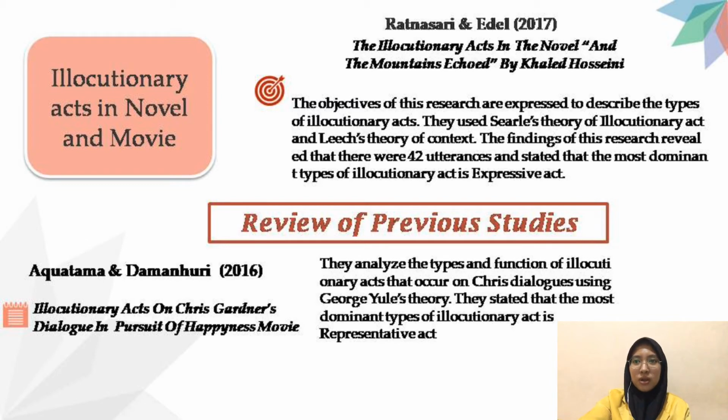The findings of this research revealed that there were 42 utterances and stated that the most dominant type of illocutionary act is the expressive act. Pragmatically, the utterances that contain illocutionary acts in this novel are influenced by societal aspects such as social status, age, education level, geographic region, rural or urban residence, physical condition, and familiarity, which have some specific purposes. It can be seen from the situation, body language, facial expression, and manner of the speaker and the hearer.